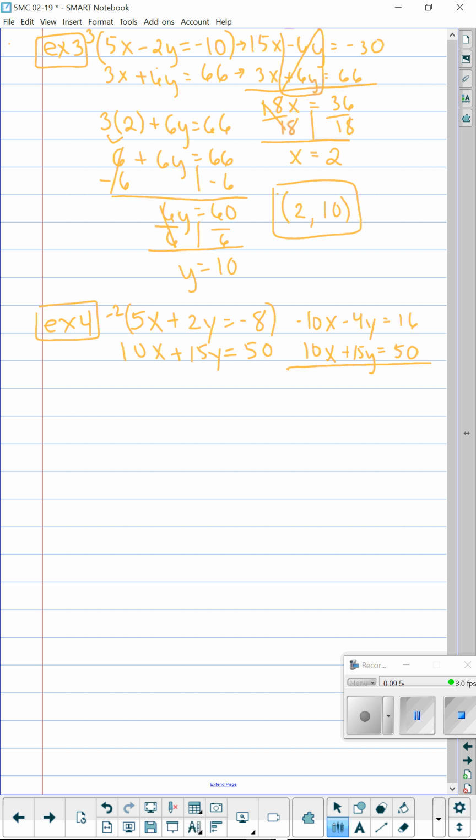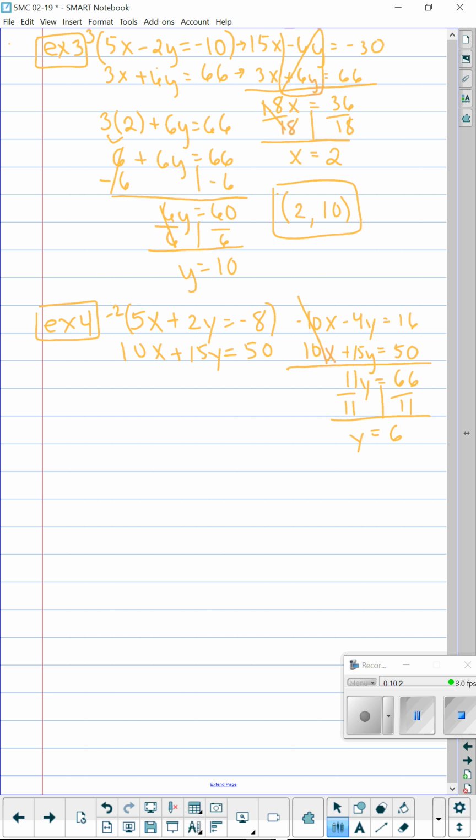So now that I have a zero pair, I can go ahead and cancel those out and then add what's left. Negative 4y plus 15y is 11y. And 16 plus 50 is 66. And then all I need to do is divide both sides by 11. And 66 divided by 11 is 6.